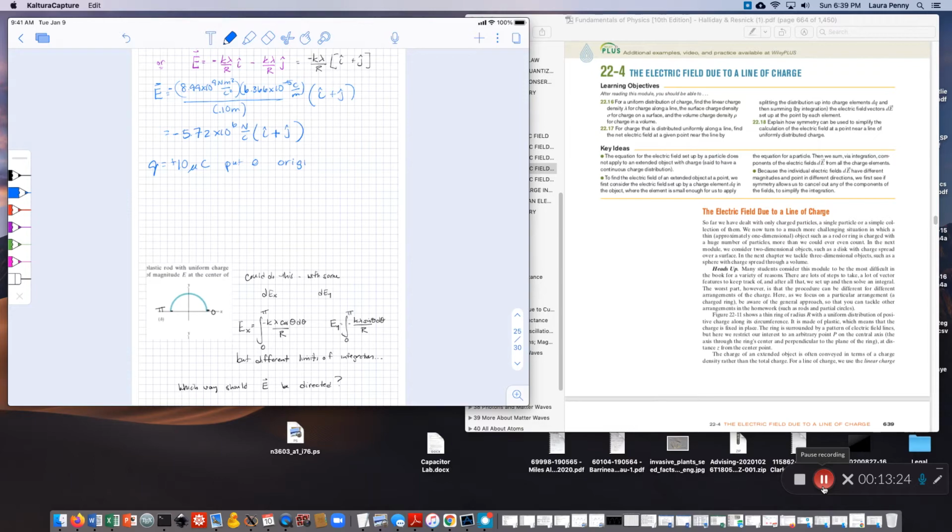If I put that at this origin location, the force on this 10 microcoulomb particle would be 10 microcoulombs times this electric field. And I'd end up with negative 57.2 newtons in both the i and j directions. That's the force on the particle caused by that distribution of charge.